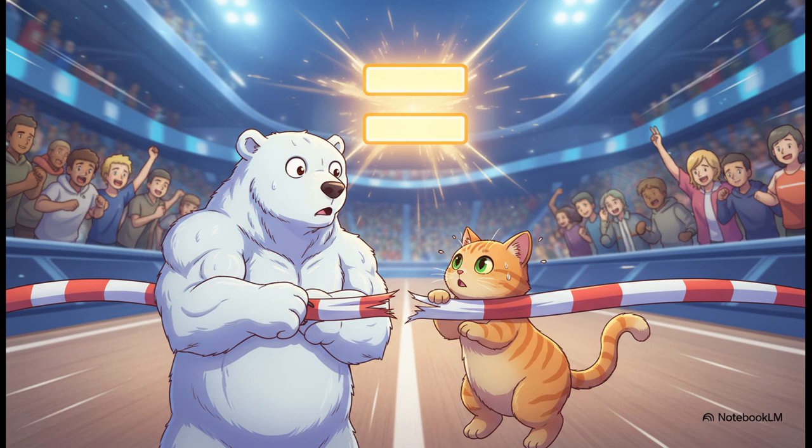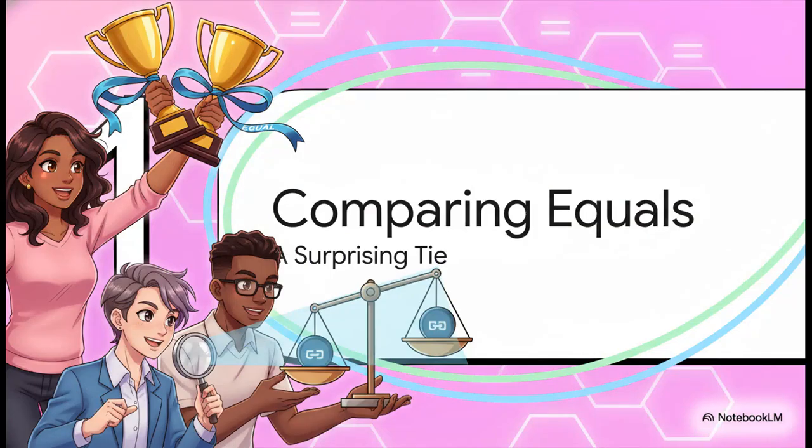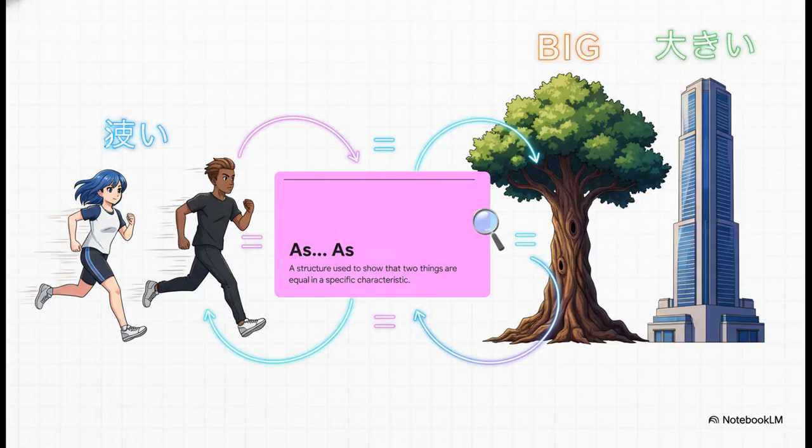Our source material says a cat is as fast as a polar bear. I know, right? I was surprised too. And this actually brings us to the very first rule of our showdown. So yeah, welcome to our surprising tie round. See, when two contenders are perfectly matched in some way, we need a special tool to talk about it. And that tool is the phrase as.